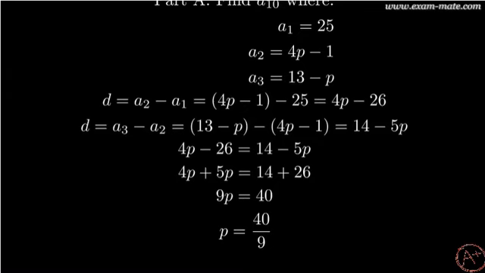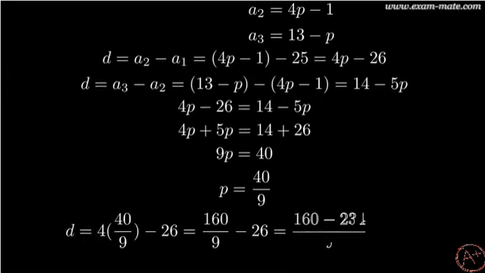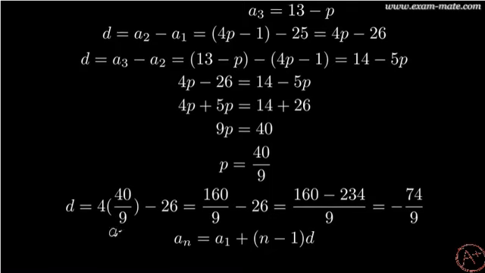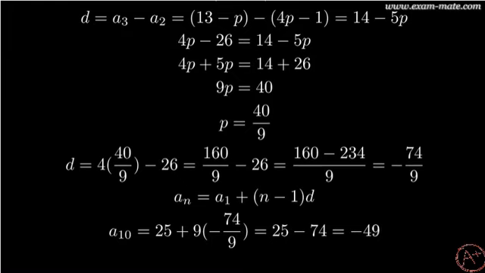Now that we know p, we can find the common difference d by substituting p back into either equation. Let's use 4p minus 26. This gives us d equals negative 74 over 9. To find the 10th term, we use the arithmetic sequence formula: a_n equals a_1 plus (n minus 1) times d. For the 10th term, we substitute n equals 10. 25 plus 9 times negative 74 over 9 equals negative 49.